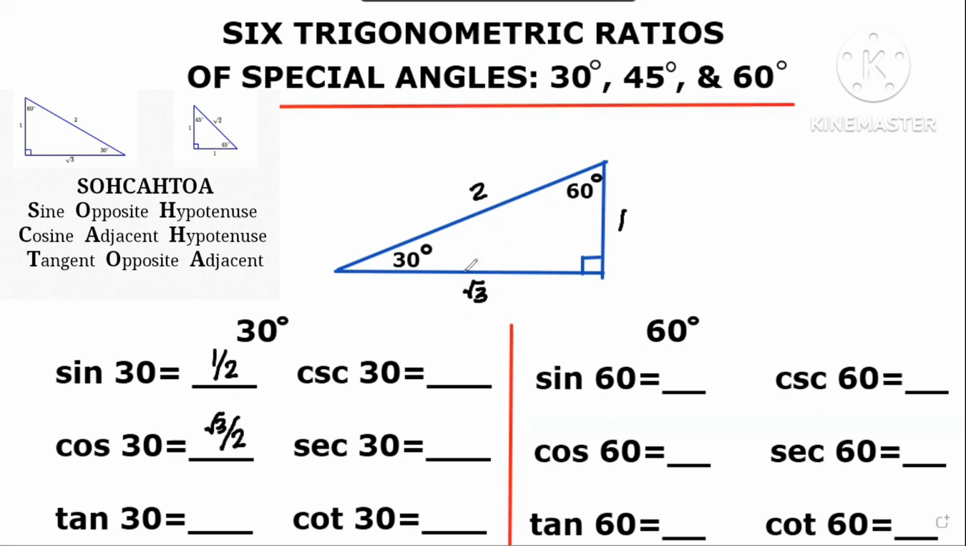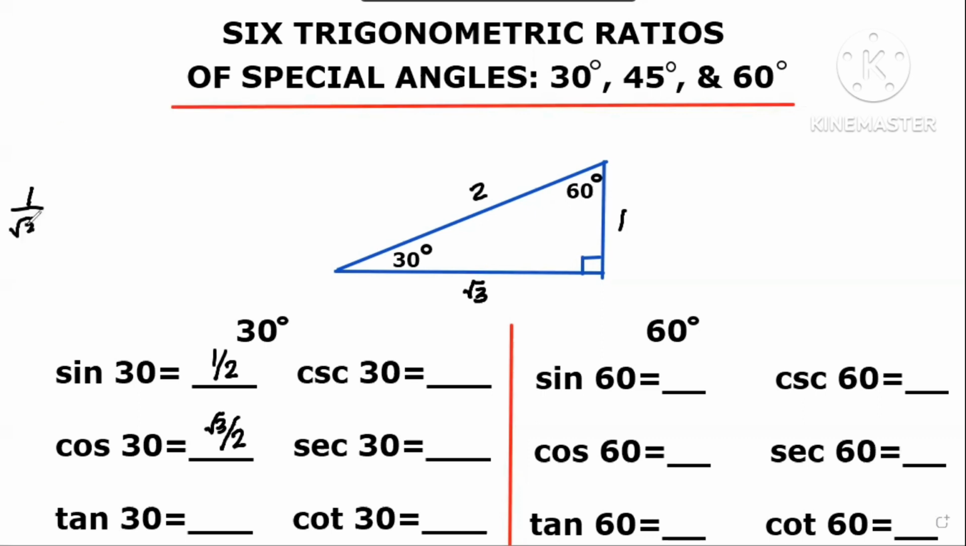Now, for tangent, with respect to 30-degree angle, tangent is opposite over adjacent. So that is equal to 1 over square root of 3. Now, we need to rationalize 1 over square root of 3. So how do we do this? We just multiply by square root of 3 over square root of 3 para mawala po yung radical sa ilalim. Then 1 times square root of 3 is square root of 3. Square root of 3 times square root of 3 is 3. So 1 over square root of 3 is the same as square root of 3 over 3.